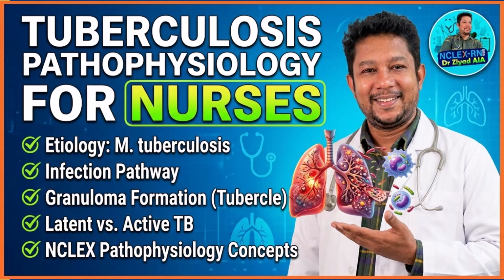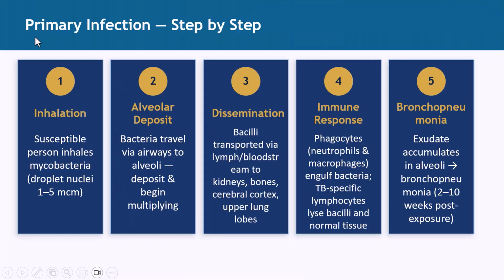Pathophysiology. Let's follow the TB bacterium step by step through the body and understand exactly what it does. Let's walk through primary TB infection as a process flow, because understanding the sequence helps you to understand both the disease and the treatment. Step 1. Inhalation. A susceptible person breathes in the mycobacteria in the form of airborne droplet nuclei. Remember, these particles are tiny enough to bypass the upper airway defenses and travel all the way down to the lower respiratory tract.